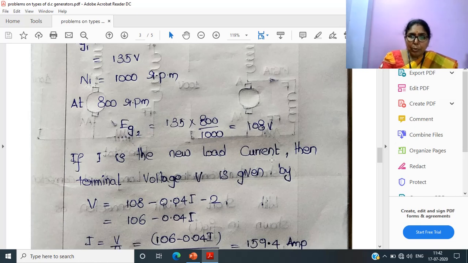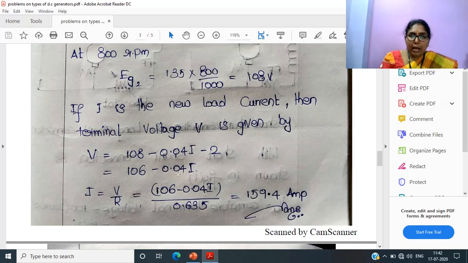If I is the new load current, then the terminal voltage V is given by V equals 108 minus 0.04 into I. 108 is the generated voltage for the second condition, at a speed of 800 rpm. We assume I is the new load current, the same as the armature current, minus the brush drop. By simplifying this, we get the current I equal to 159.4. Today I would like to stop this class at this point, and we will continue in the next class. Thank you.